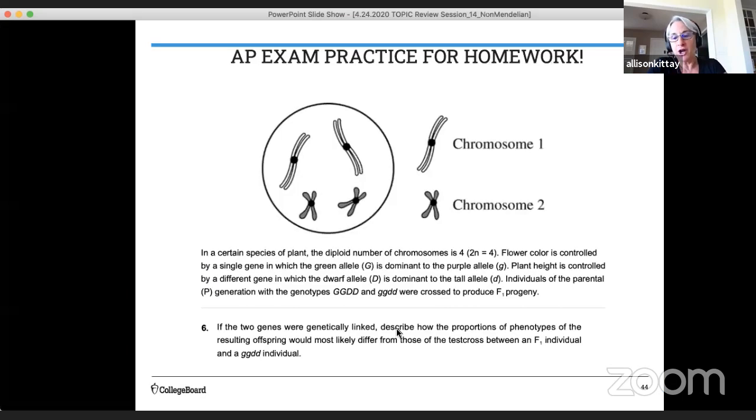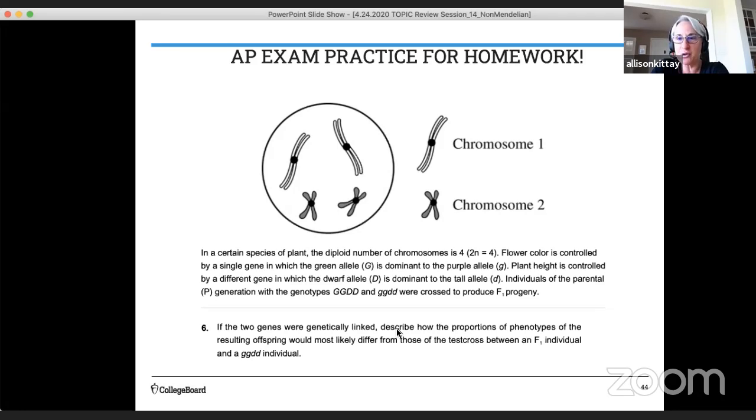Okay, so here's your homework. We've seen this one before, but it's a different part of this question. You have a cell, and there are 2 chromosomes. Chromosome 1 is for the color of the flower, either green dominant or purple recessive, and chromosome 2 is for plant height, either dwarf, which is dominant, or tall, which is recessive. So the individuals of the parental generation with the genotypes of big G, big G, big D, big D, and little g, little g, little d, little d were crossed to produce F1 progeny.